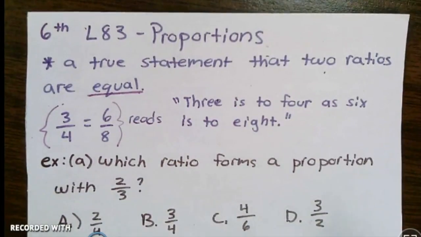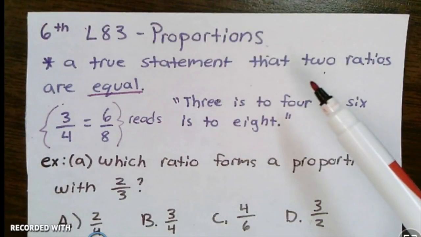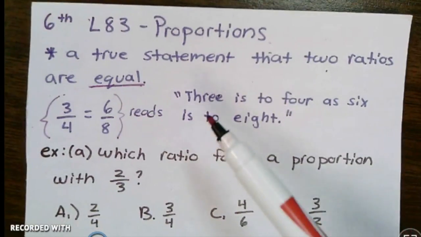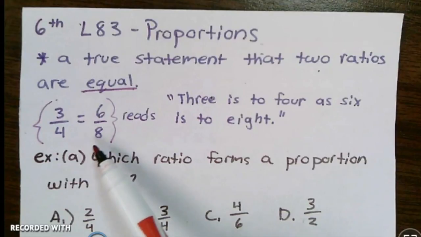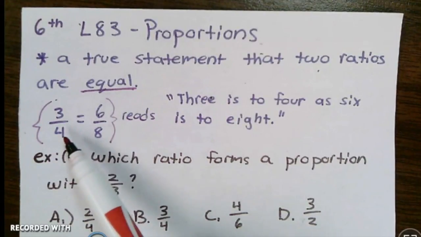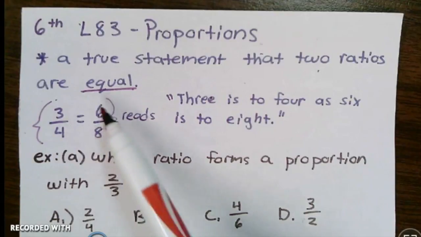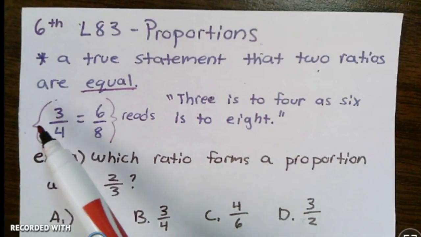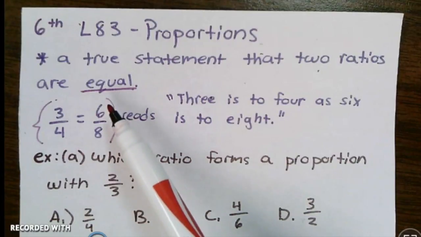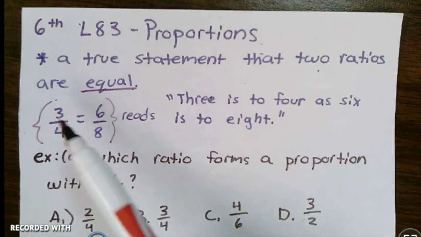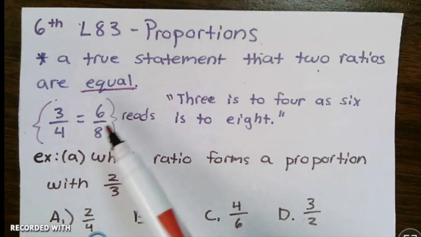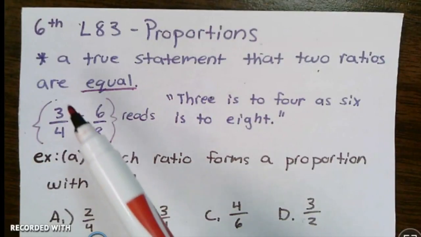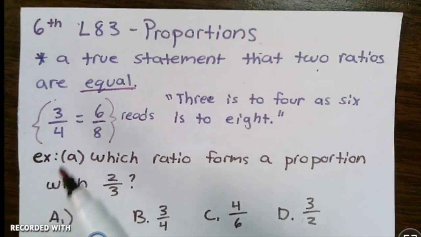Here we go. A proportion is a true statement that two ratios are equal. It's just telling us that two ratios are equal to each other. So for example, 3/4 equals 6/8. We know that, right? 3 times 2 is 6, 4 times 2 is 8. So this proportion would read 3 is to 4 as 6 is to 8. It means that these two fractions, these two ratios, are equal.